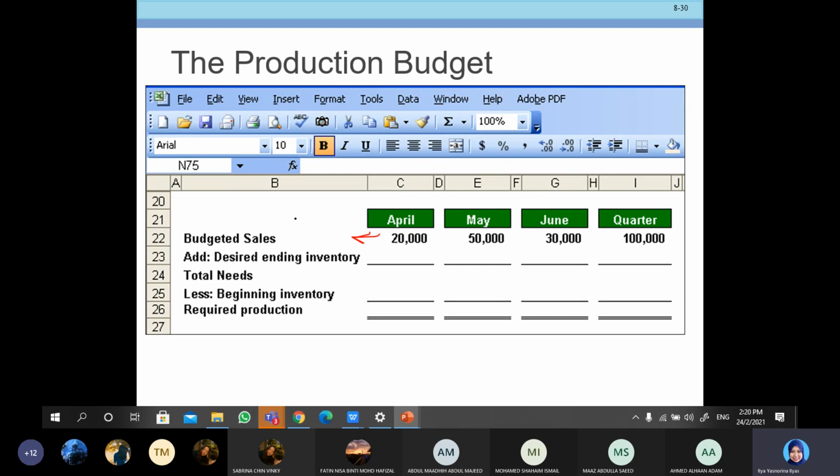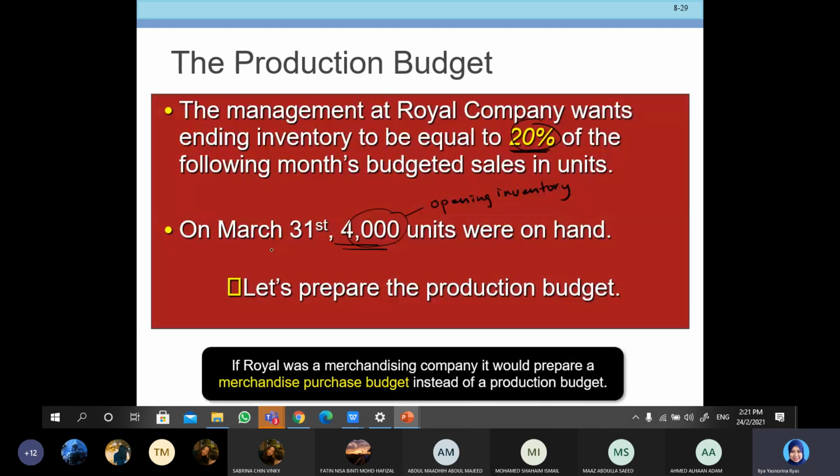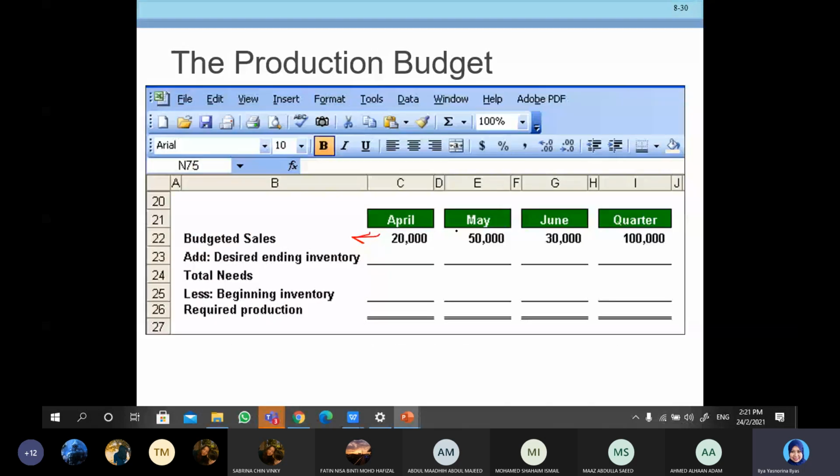The format is budgeted sales plus desired ending inventory. So you get total need, then you less beginning inventory, and then we get the required production units to be produced for that month. Now we start with April, 20,000. How do we get this number? From the sales budget. Then add desired ending inventory. How do we get this? Desired ending inventory is 20% of the following month, so 20% of May.